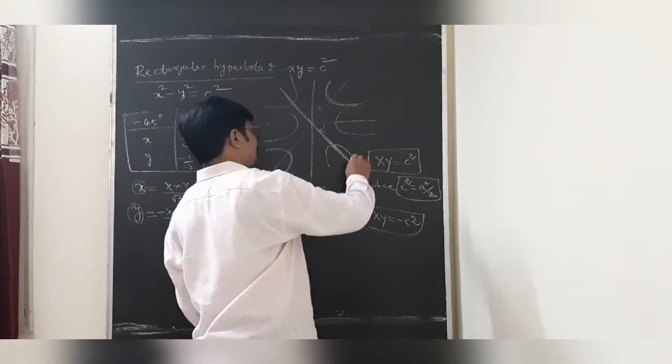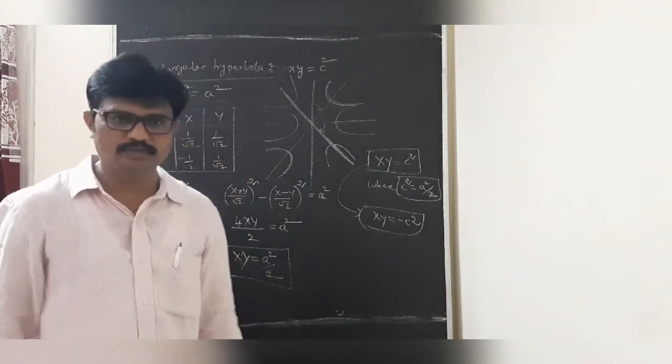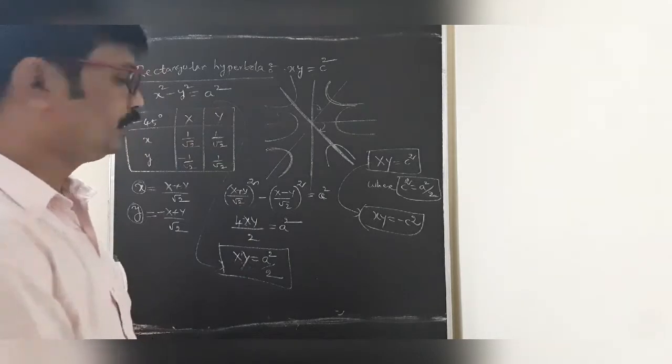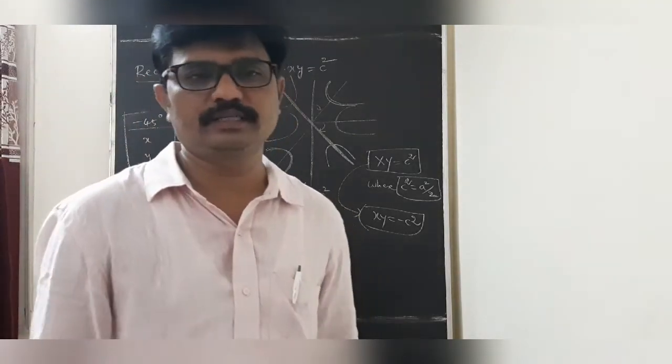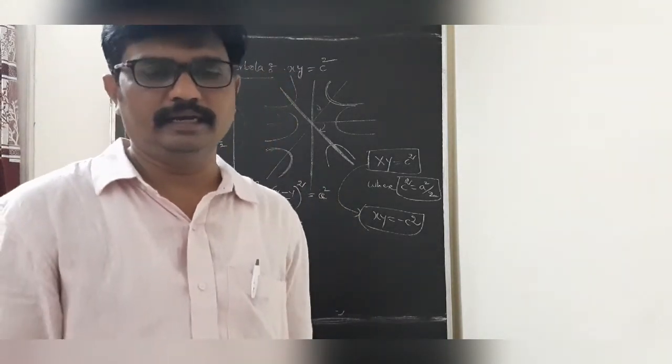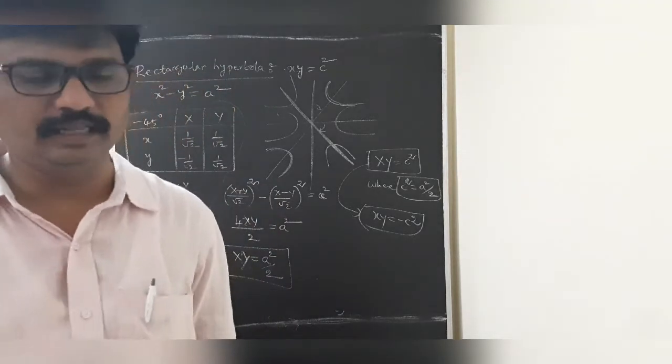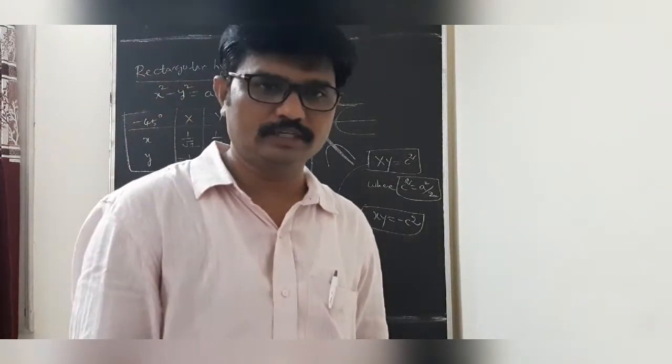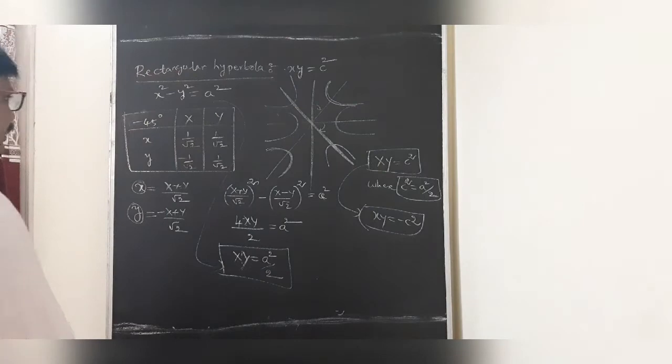Then its figure diagram is like this. Okay students, now we are going to discuss the focus, vertices, the length of the latus rectum and the length of the transverse axis. Now how to find these?